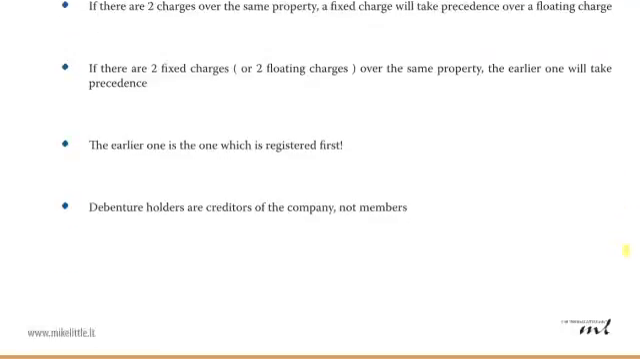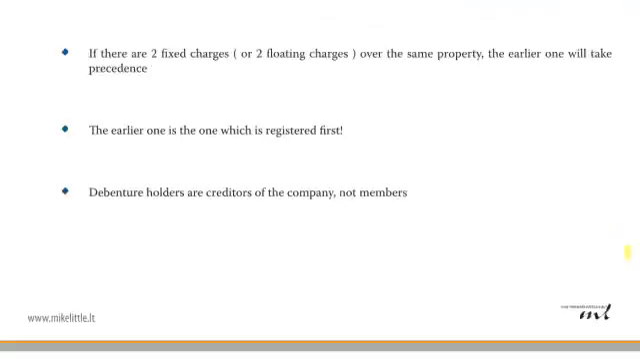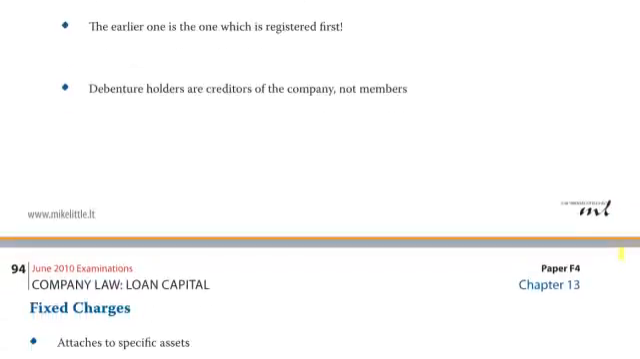Debenture holders are creditors of the company, they're not members. So in a liquidation, they need to be paid off before any of the members, and therefore before the equity or the preference shareholders.